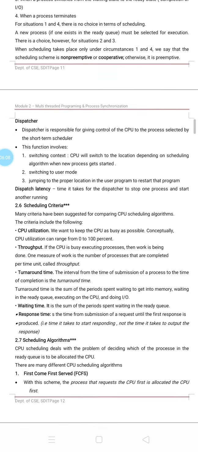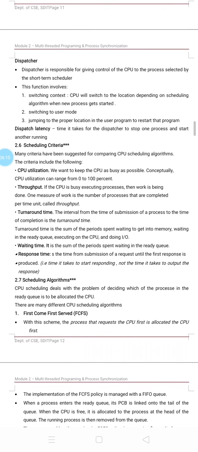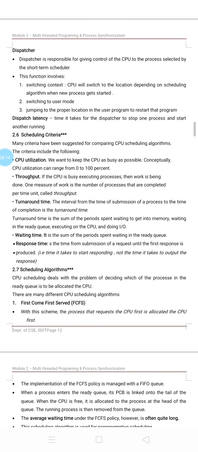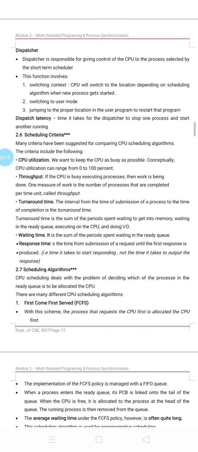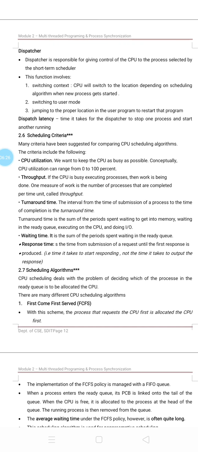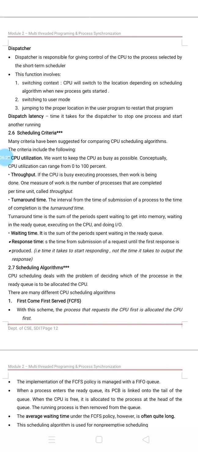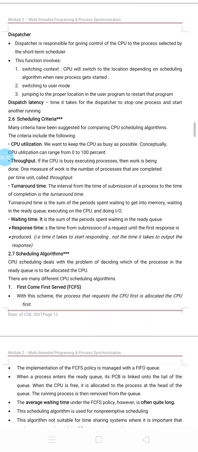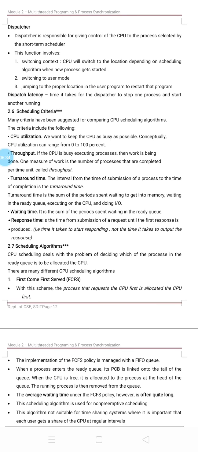Next we'll come to the dispatcher. The dispatcher is responsible for giving the control of CPU to the process selected by the short term scheduler. The short term scheduler decides, for example if there are three processes ready to execute, which one you have to take and give the control of CPU to. The dispatcher is responsible for giving the control of CPU. This function involves context switching.